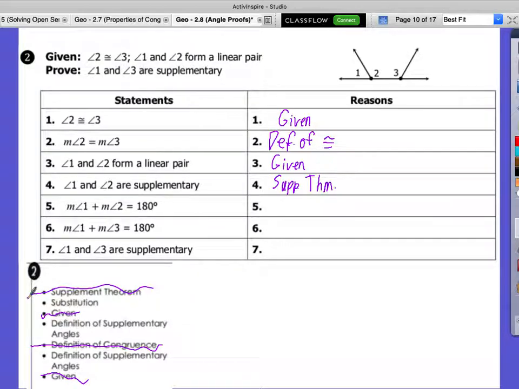Okay, so how do we go from number 4 to number 2? Here we went from number 4, we had a lot of words. Number 5, we have a lot of numbers, math. We went from words to math. So it's probably a definition. So if we're looking here, what words do we have? So it's probably the definition of supplementary angles, saying, hey, if two angles are supplementary, then by definition, they'd add up to 180 degrees.